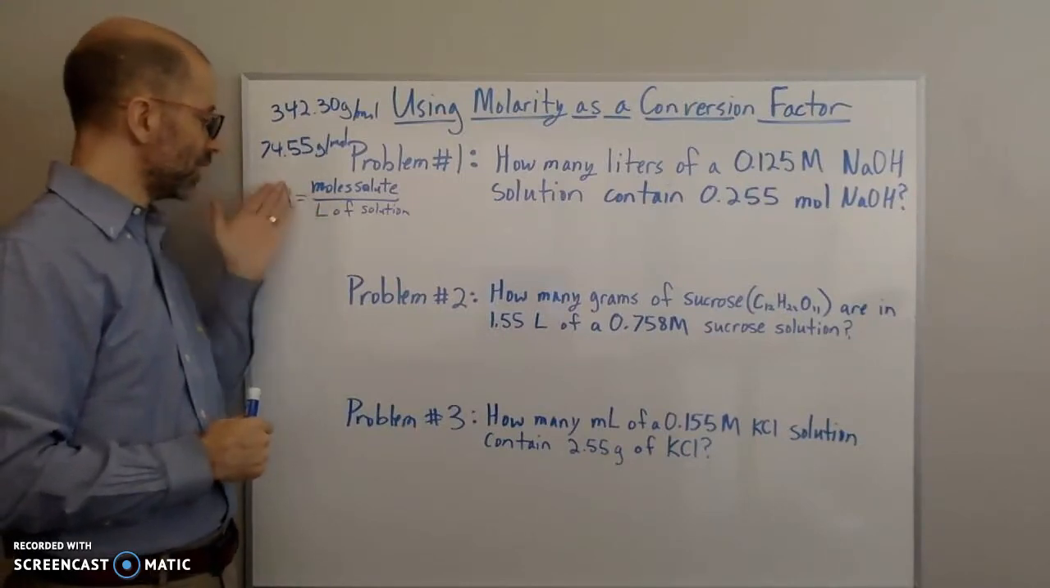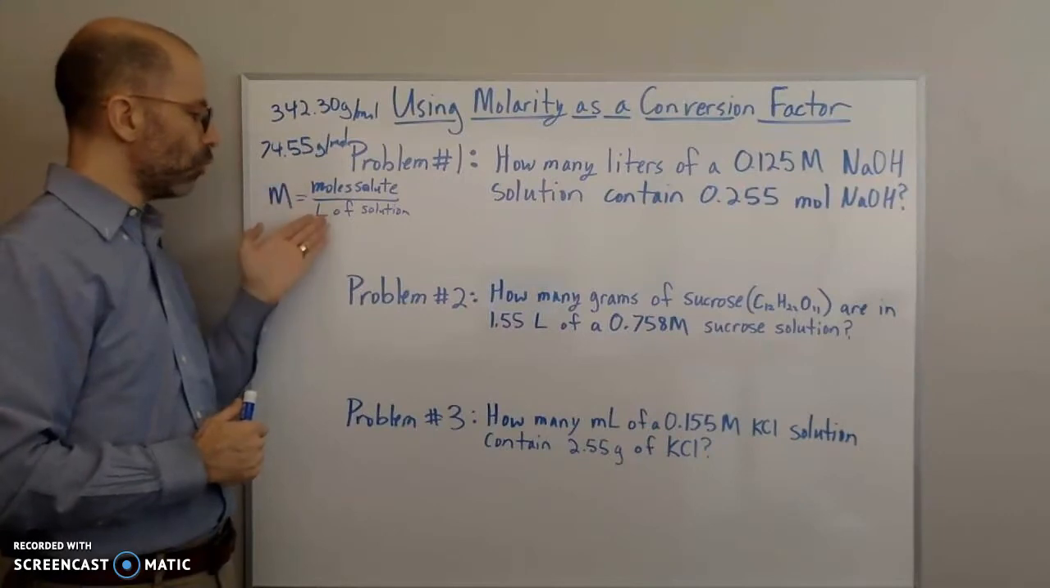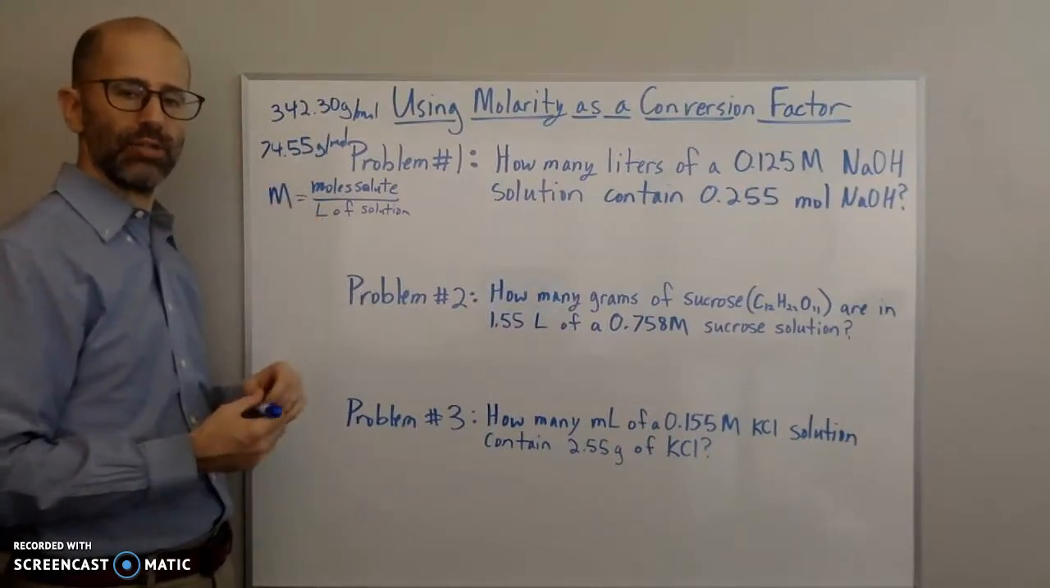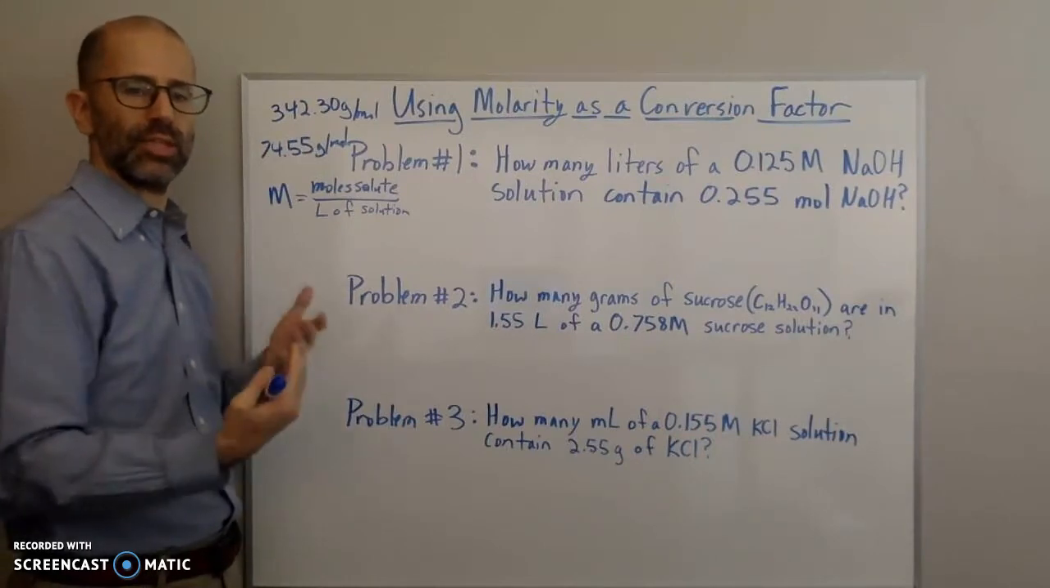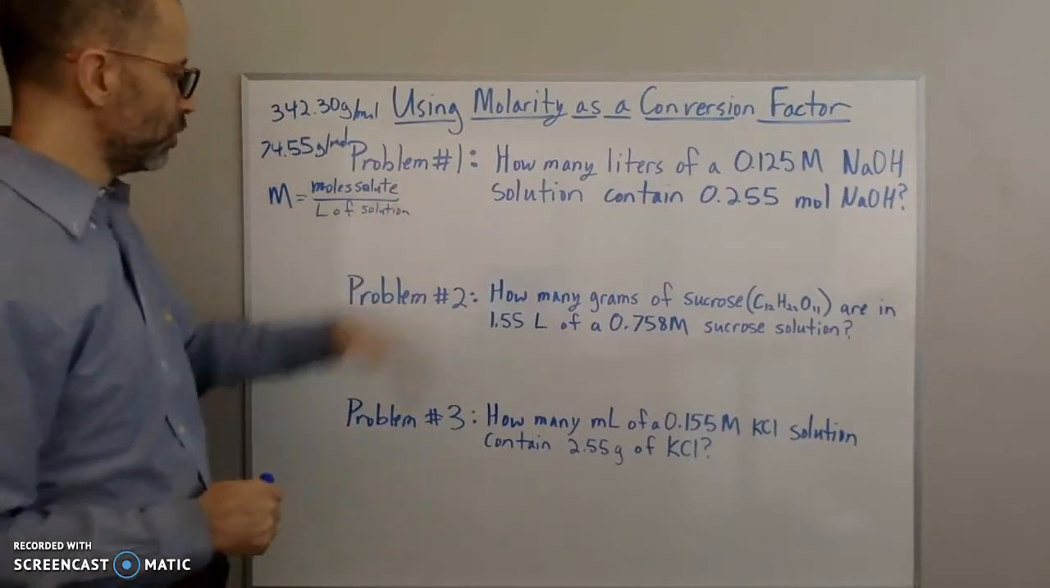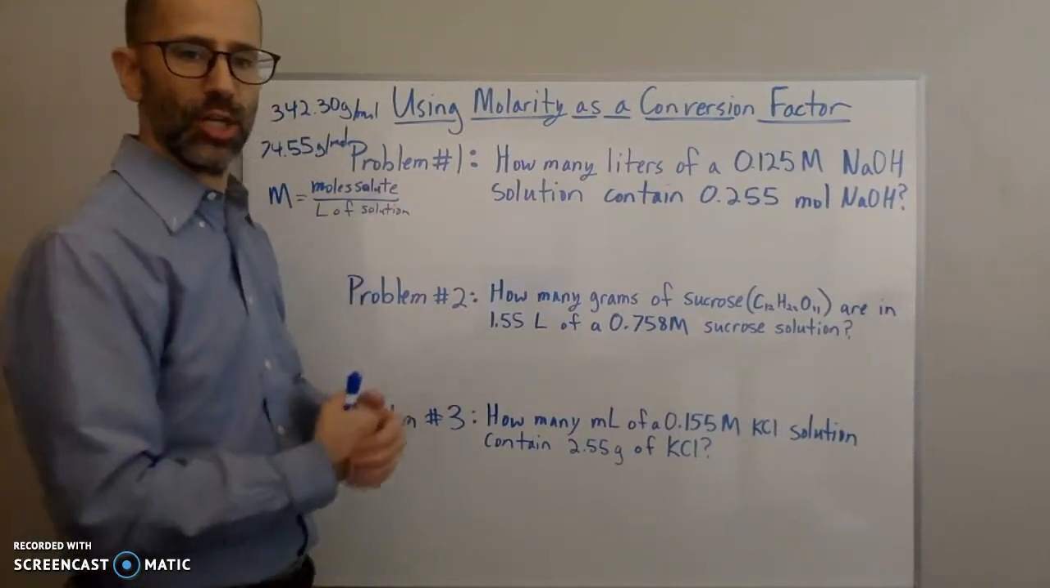And just remind you guys that whenever you have something over something or something per something, you can use that as a conversion factor, because they're relating two things together that you can use to convert one thing to the other. So I have three problems I'm going to go over, so let's get started.